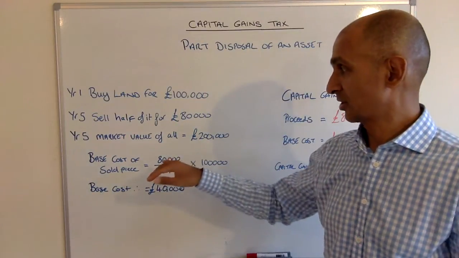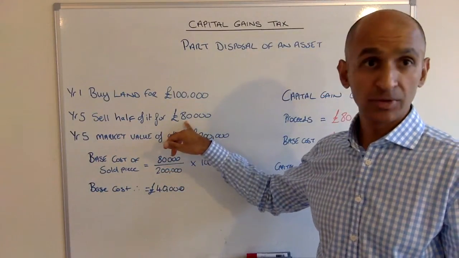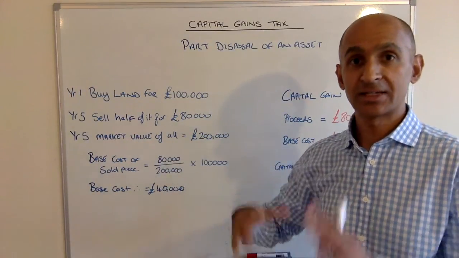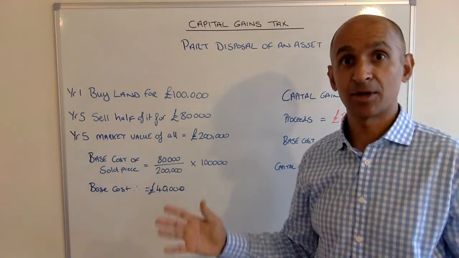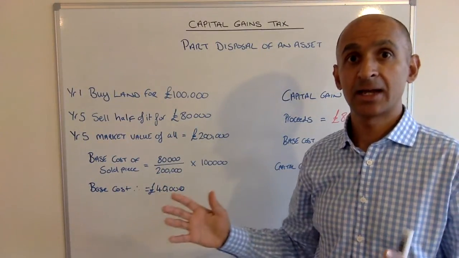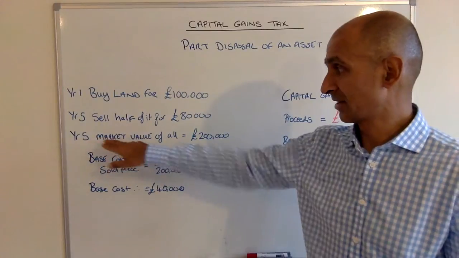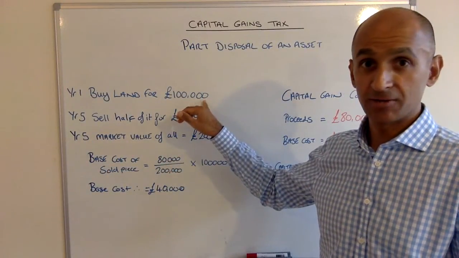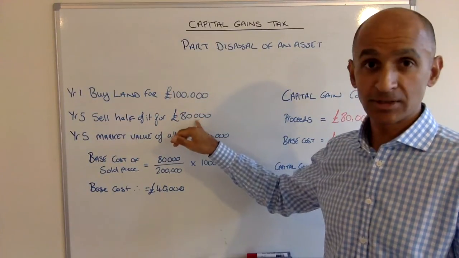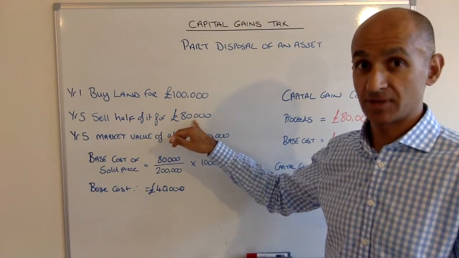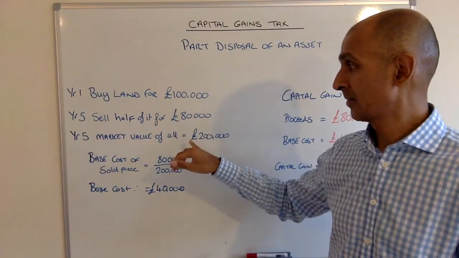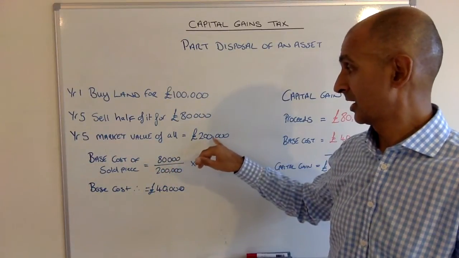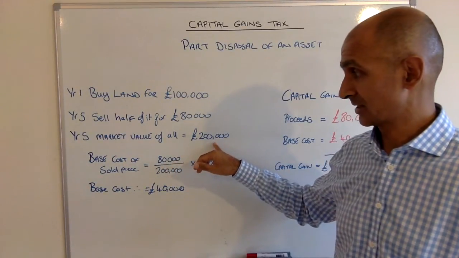So what you have to do is, we know what he sold it for, we know the proceeds. What we have to do is get a market value of the entire plot of land, including what he sold and what he's retained, at the point of sale. And this is the year 5 market value of all the land. So we know we bought the land for £100,000. The neighbours come along and said, I want to offer you £80,000 for half of it, and he's accepted that offer. But we also need a market value for the entire land at year 5, and that's £200,000, let's say, for this example.